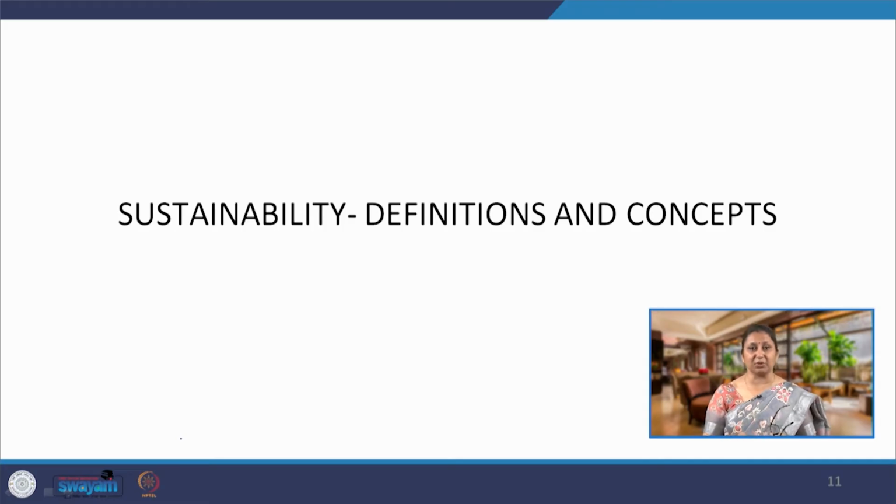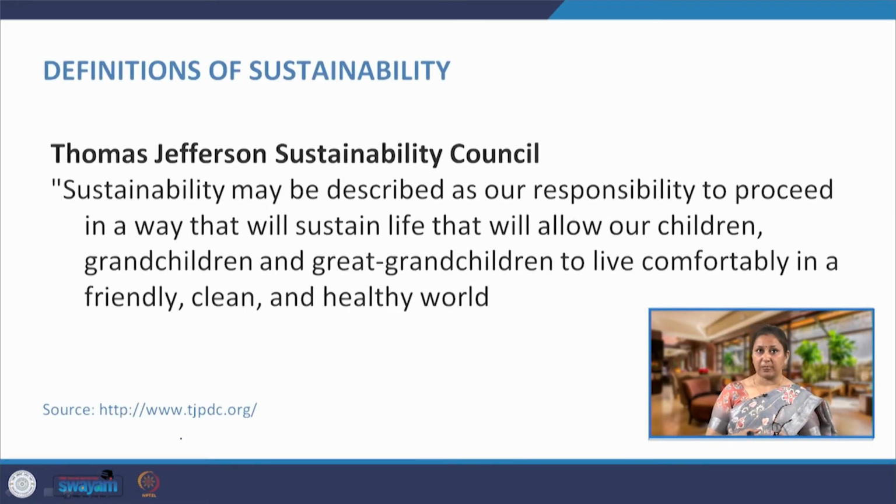Very quickly we will look at some definitions and concepts. So, a couple of definitions. One is given by the Thomas Jefferson Sustainability Council: sustainability may be described as our responsibility to proceed in a way that will sustain life, that will allow our children, grandchildren and great grandchildren to live comfortably in a friendly, clean and healthy world.